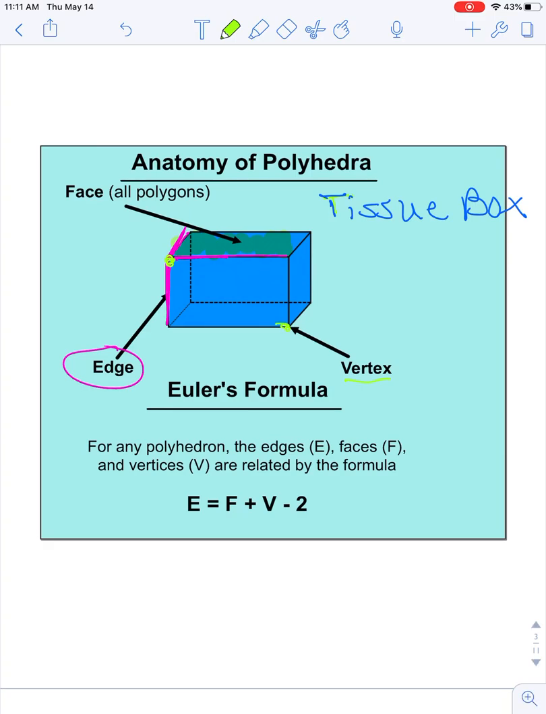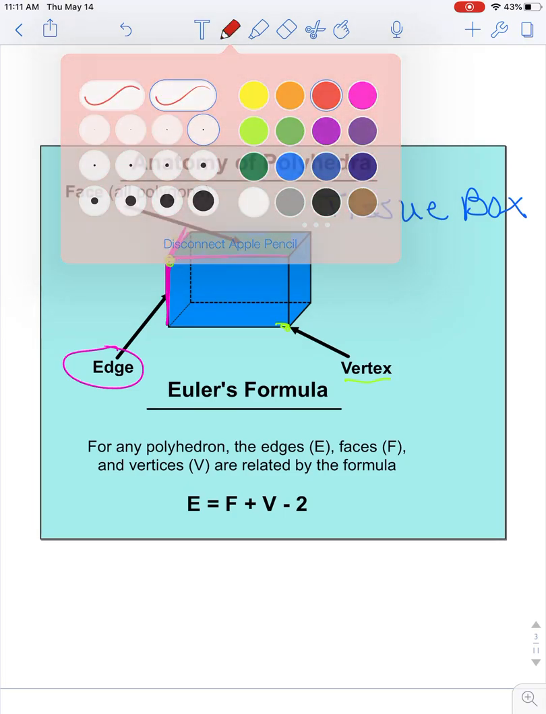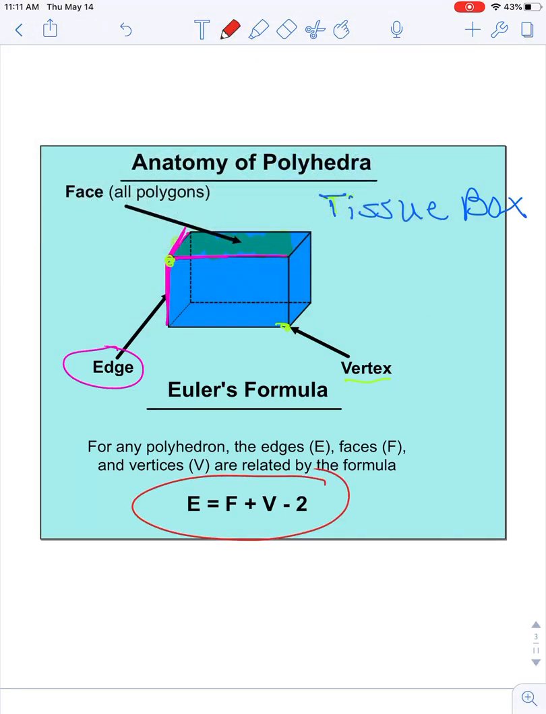Now there is a formula, Euler's formula, that for any polyhedron, the edges E, faces F, and vertices V are all related by this formula. This is one of those things that's just kind of helpful because it gets to be kind of difficult at times to count the number of faces. So for example, the number of faces we have in this polyhedron are 1, 2, 3, 4, 5, 6. So we have 6 faces in this polyhedron.